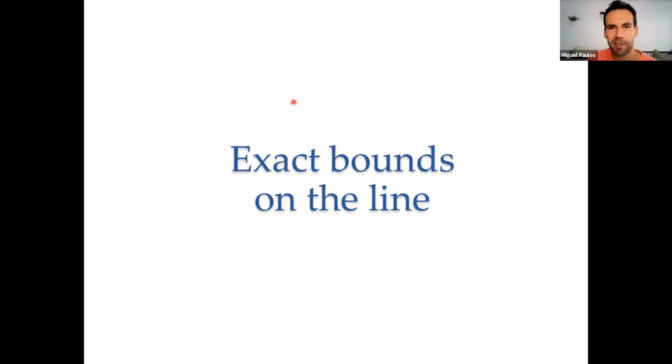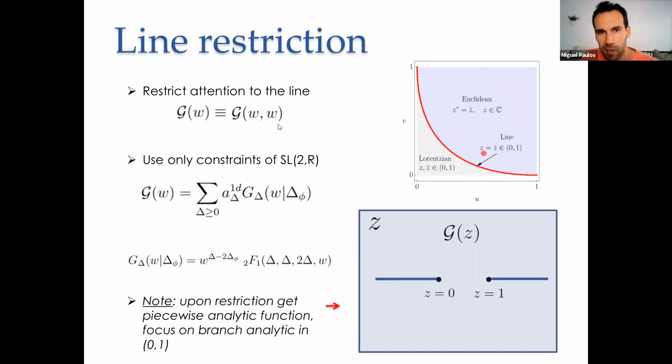Okay, so let me discuss exact bounds on the line. I'm going to restrict to these kinematics where z is equal to z bar or w is equal to w bar, and I'm only using the constraints of SL2R, the 1D conformal group. The results will, of course, apply to correlators in general dimension.